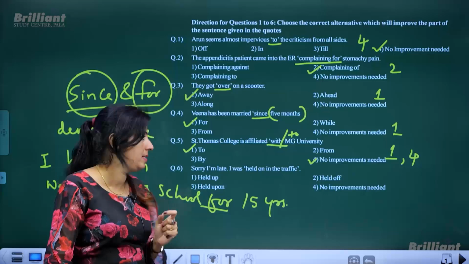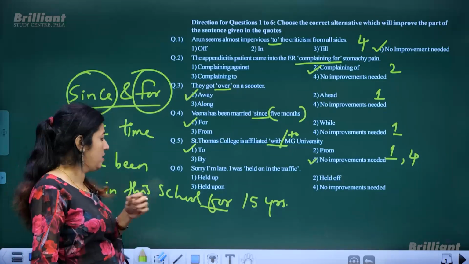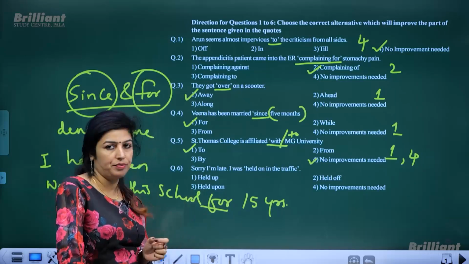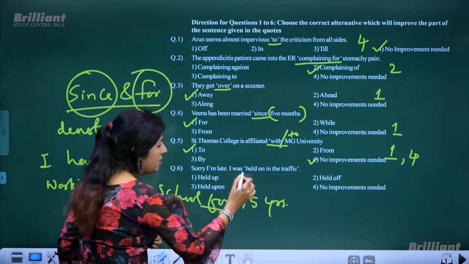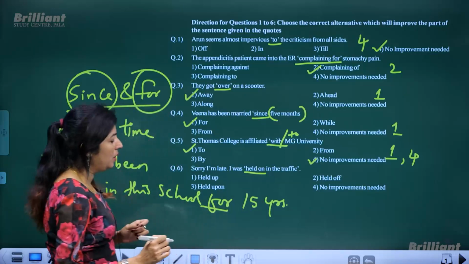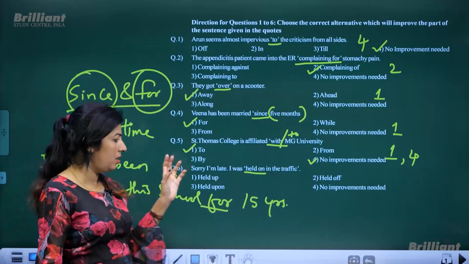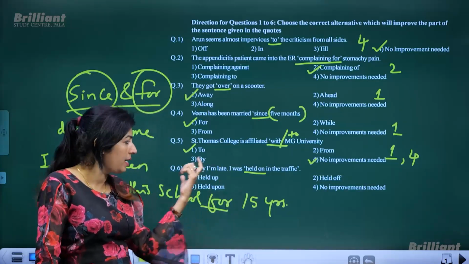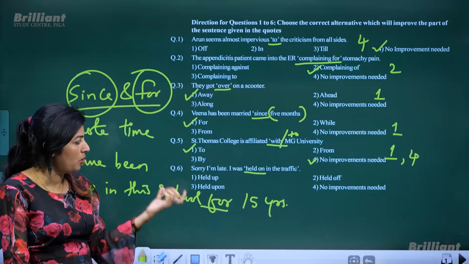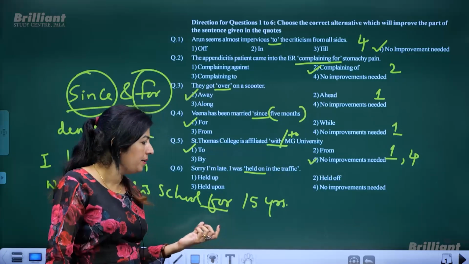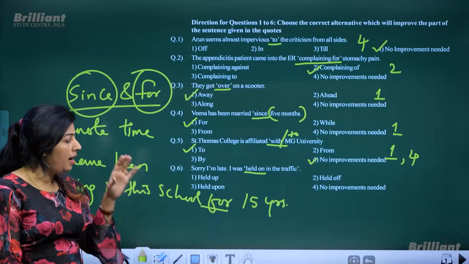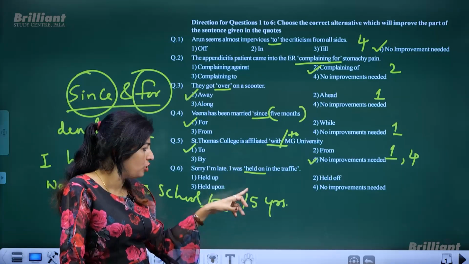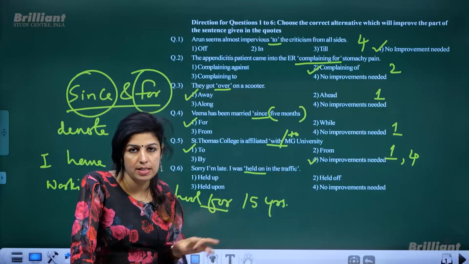Now next is: Sorry I'm late, I was held on in the traffic. So held on is the phrasal verb, and of course it requires improvement, that means it must be substituted, it is wrong. If you use held on in this context, it is inappropriate, not grammatically correct, so this sentence must be corrected, and that correction is possible only if you change or substitute held on with one of the options given below.